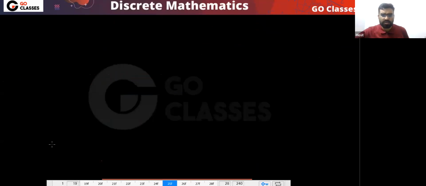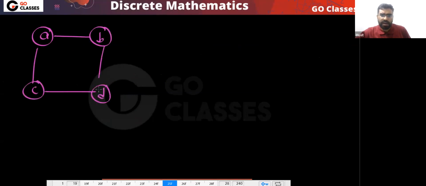Now let's see the next concept. Tell me one thing. If I give you this graph with vertices A, B, C, D, and I ask you to properly color this graph, what is the most trivial solution, without using your brain, that you will give? Four colors. Yes. You will say give every vertex a different color.